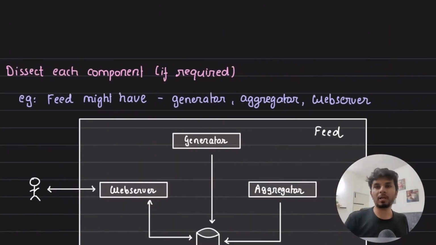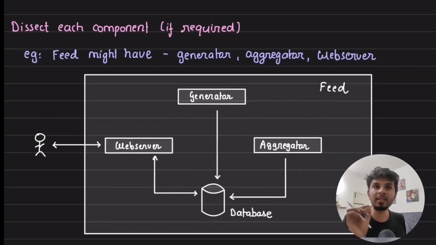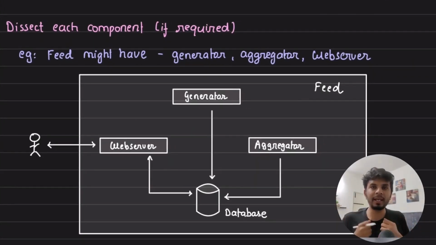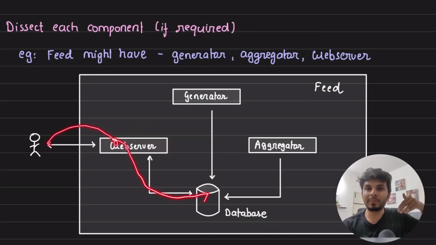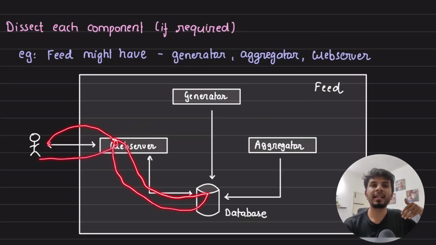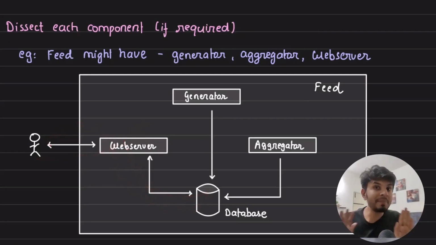When you are picking up a component, point number 3, you dissect that component and then you go deeper into it. Hey, let's say I want to pick feed for implementation. In order to implement feed, what would I need? I would definitely need one web server serving the feed. Whenever a user comes online, the user would make a request, the web server would talk to the database, get the feed and send it to the user. That's the bare minimum that you have to do.